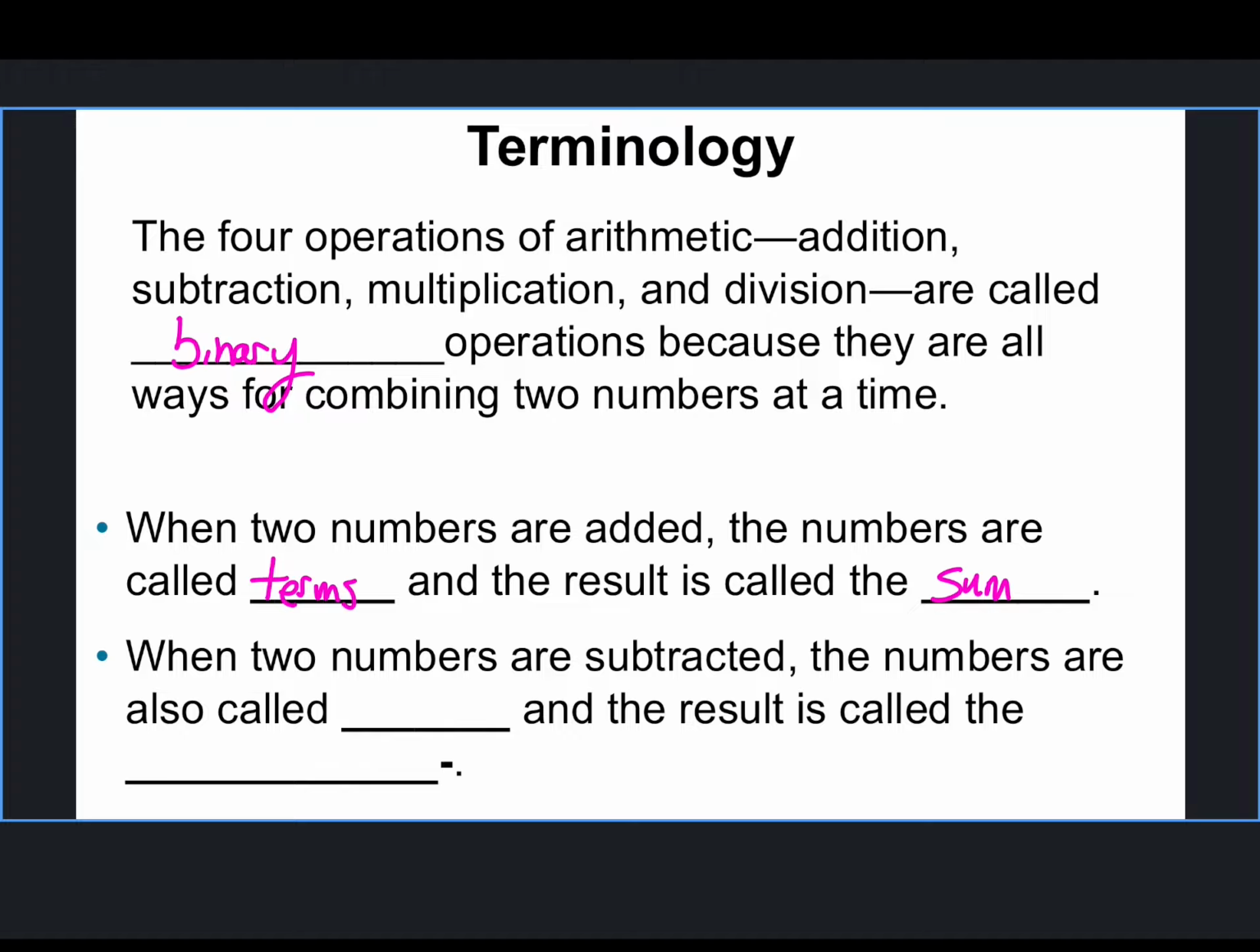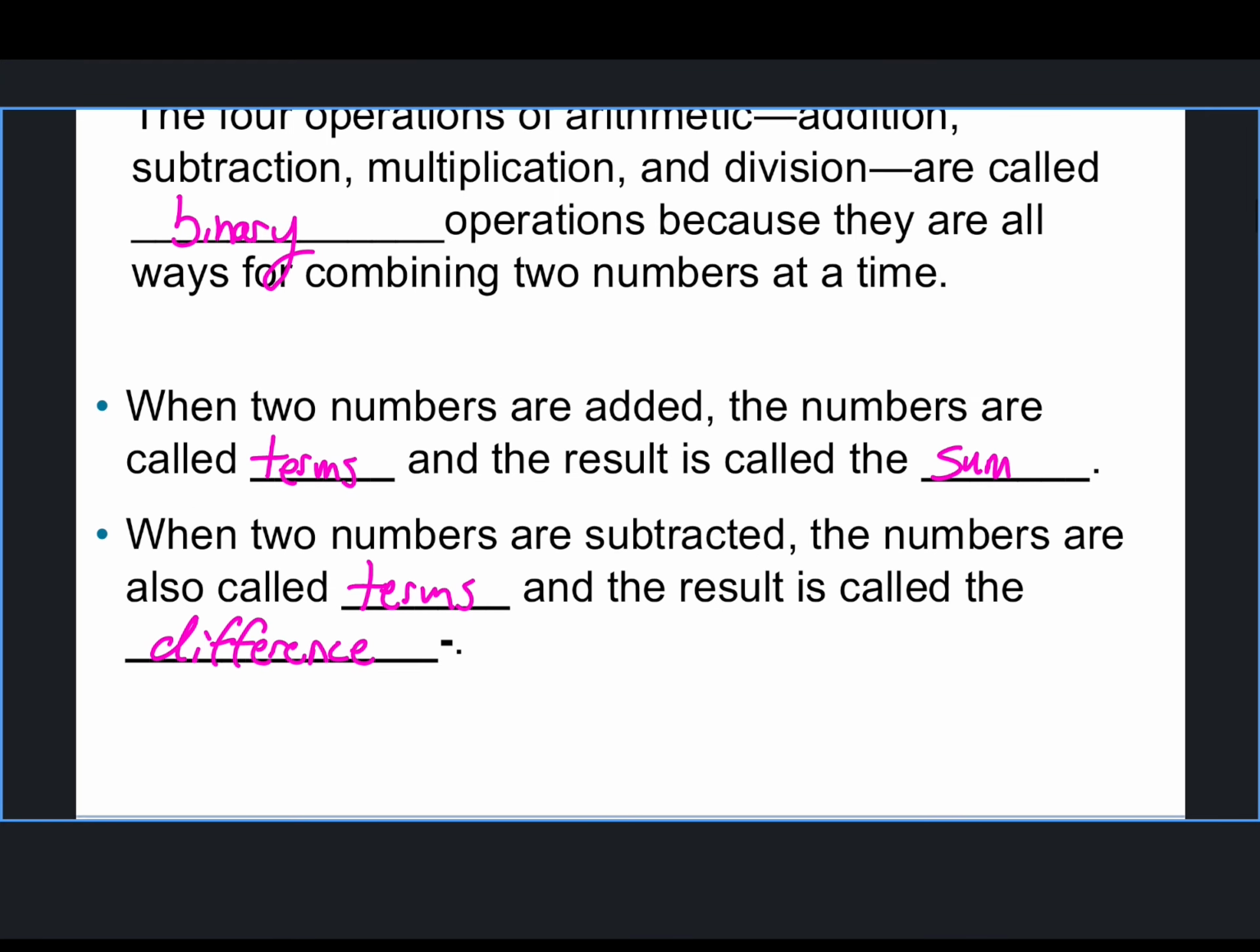It is called addition, but what we get when we add those two together is called a sum. So when two numbers are subtracted, on the other hand, the numbers are also called terms, and the result is called the difference. So, when we have addition, the result is a sum. And when we have subtraction, the result is a difference. Very good.